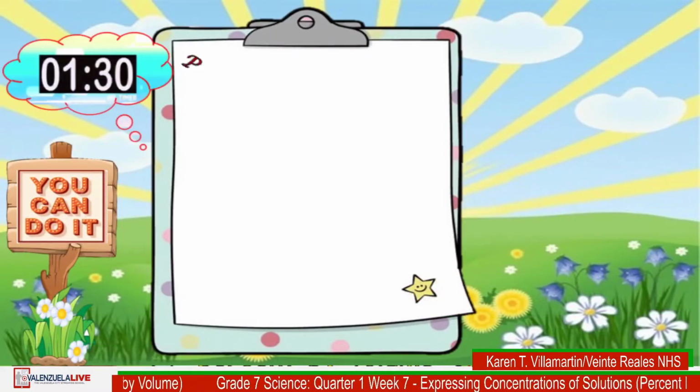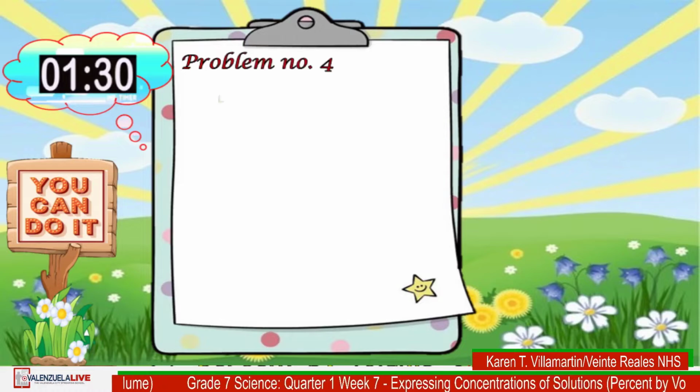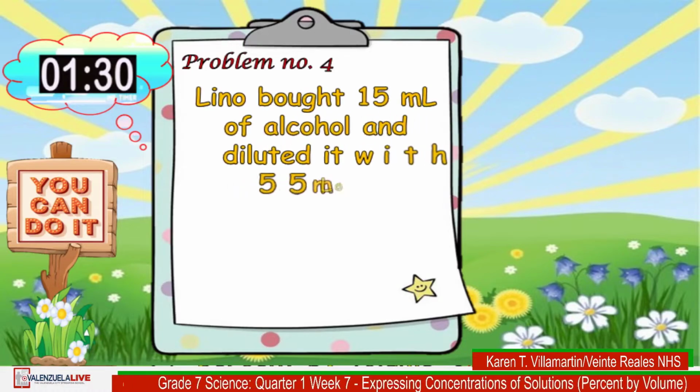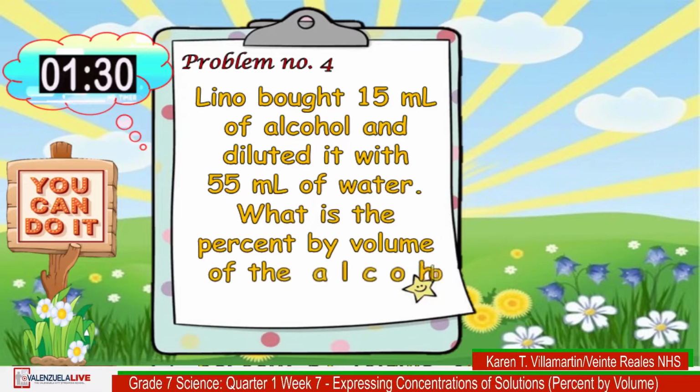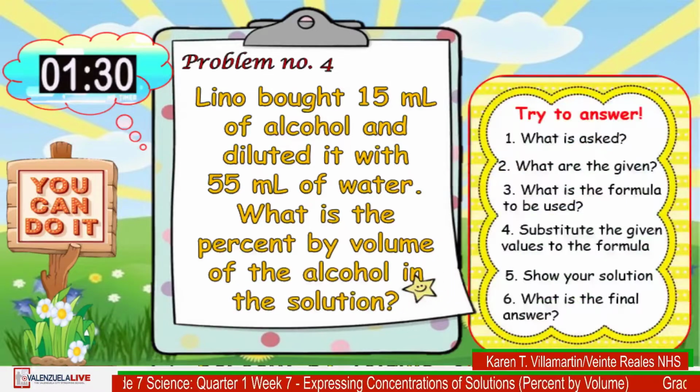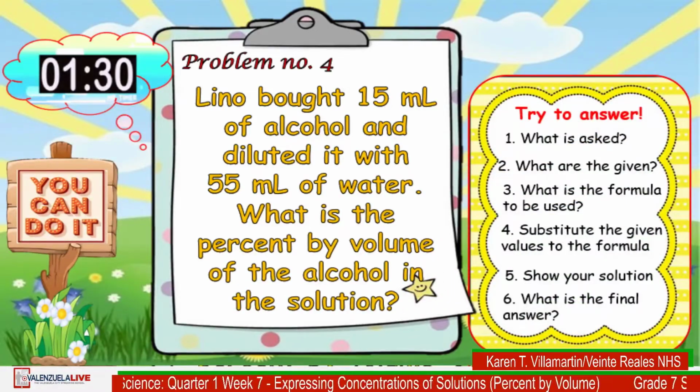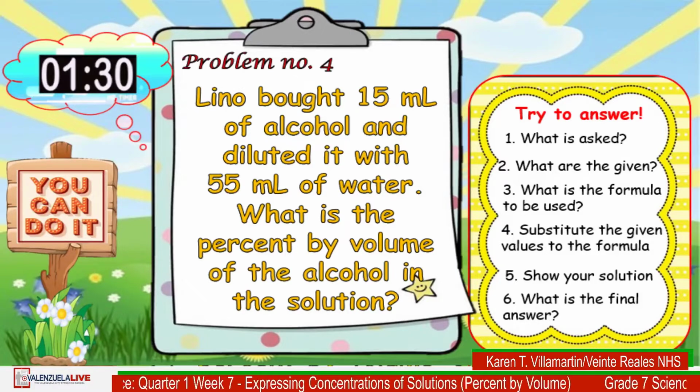Problem number 4. Lino bought 15 ml of alcohol and diluted it with 55 ml of water. What is the percent by volume of the alcohol in the solution? Again, I know you can do it. Time starts now.